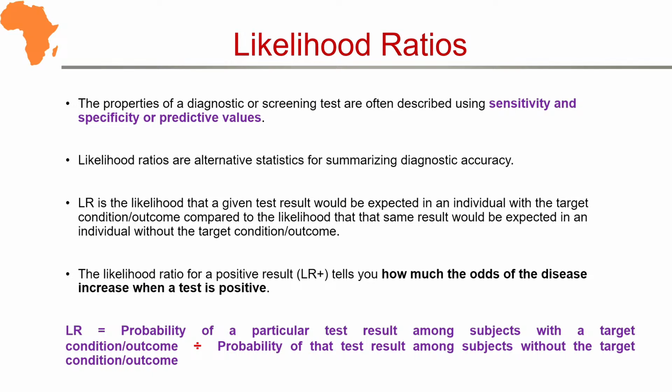So the likelihood ratio for a positive test result, LR positive, tells you how much the odds of the disease increase when a test is positive. This is the formula: the probability of a particular test result among subjects with the disease, divided by the probability of that test result among subjects without the target condition. I told you epidemiology is not the same as English. That word "test" means a different thing.